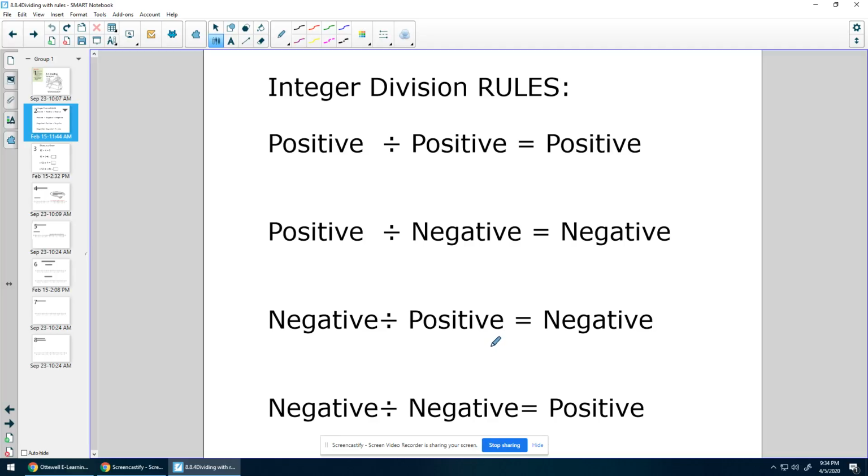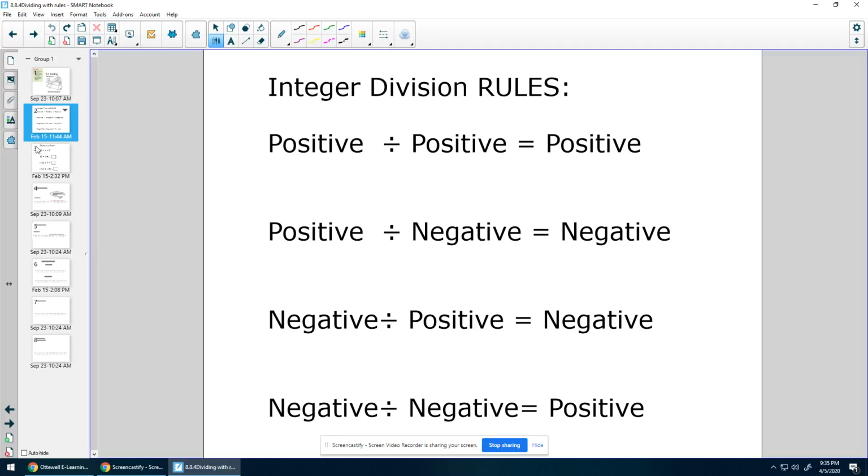So an easy rule of thumb to think about when you're dividing and multiplying by positive and negative integers is if you have an odd number of negatives, you are going to get a negative. If you have an even number of negatives, you are going to get a positive.